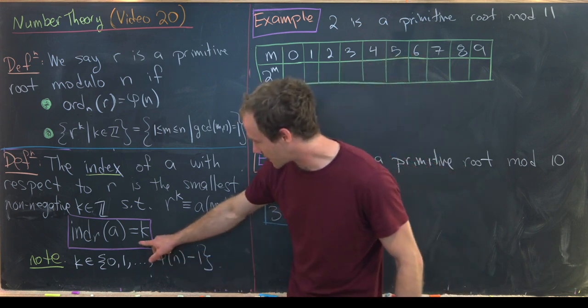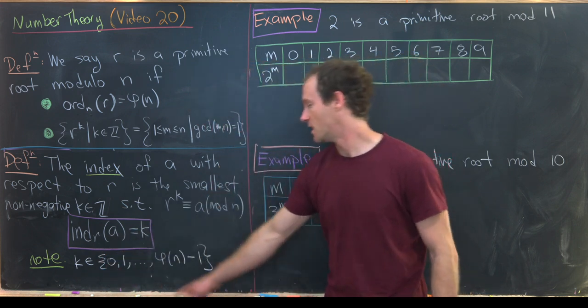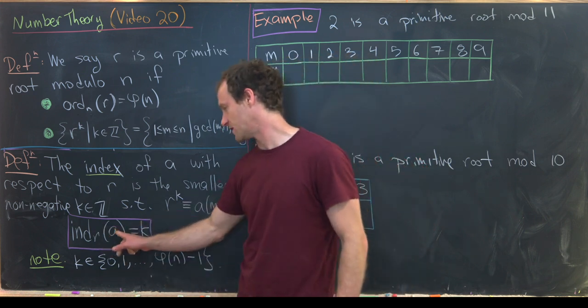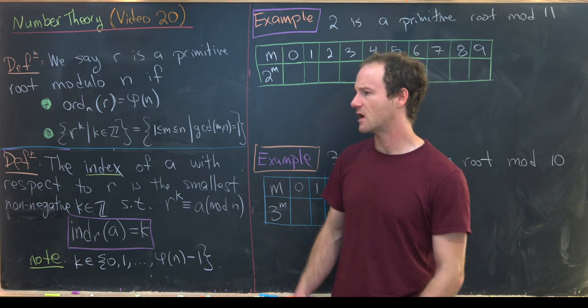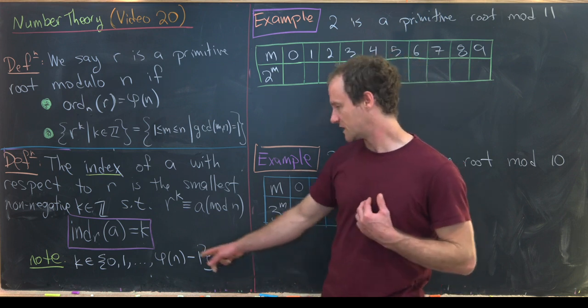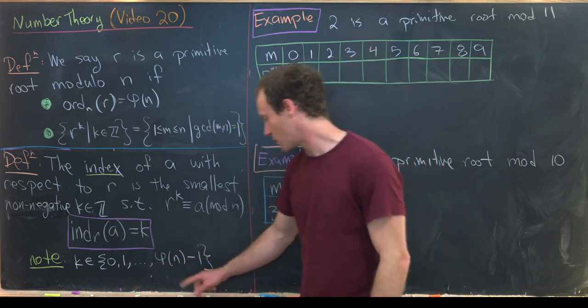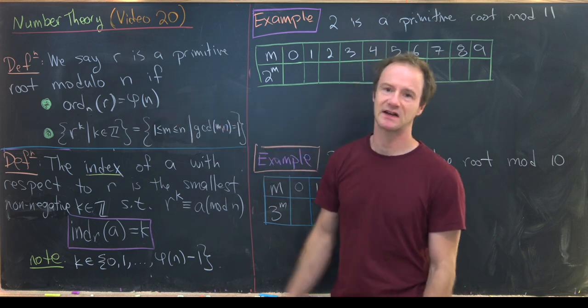So here we could also write it like this: ind with a subscript r of a equals k. And we would read this as the index of a with respect to r, keeping the understanding in the background that we're working mod n. Now let's notice that the values of k can only be between 0 and phi of n minus 1. That's because of this fact up here.